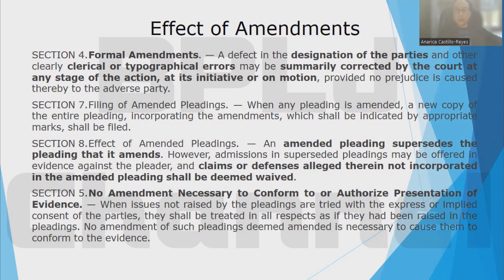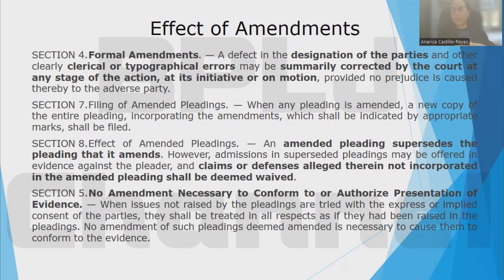An amended pleading supersedes the pleading that it amends. However, admissions in superseded pleadings may be offered in evidence against the pleader, and claims or defenses not incorporated in the amended pleading shall be deemed waived. So you must remember that when you file an amended pleading, it replaces the original. However, the original can be offered in evidence against the pleader.